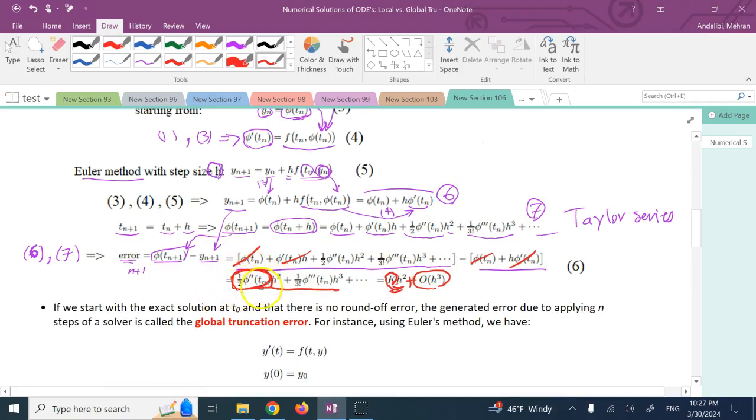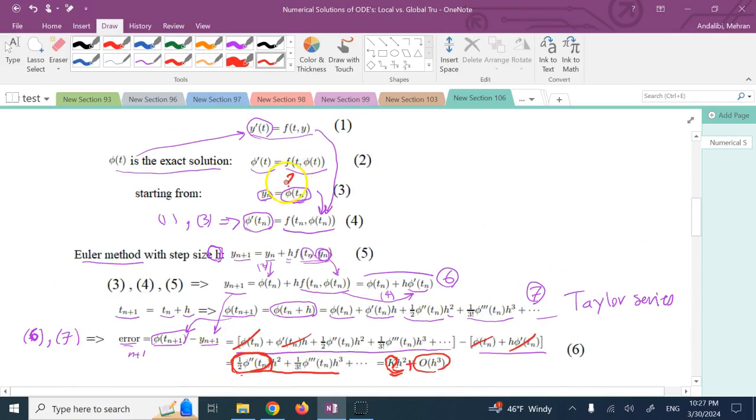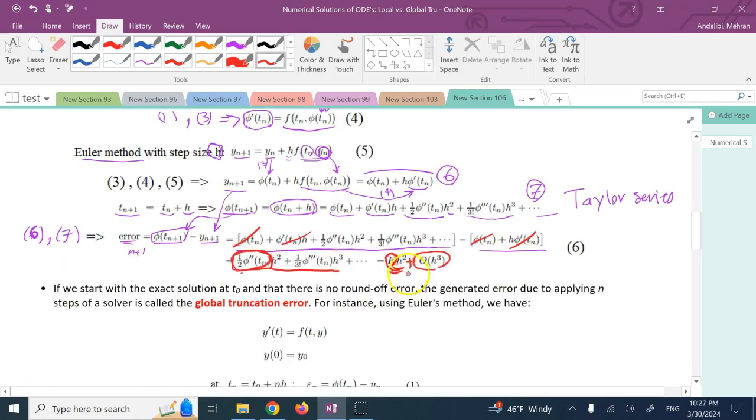Okay. Now this k term here is clearly 1/2 of phi double prime at tn, and I don't know it because I don't know phi. Remember, phi, the exact solution, is unknown. If I had the exact solution, I would never use numerical solvers. So I cannot find this k, but if we assume it's some constant at this point, you clearly see that the error is proportional to h squared and, of course, higher order terms. Good? Yeah?